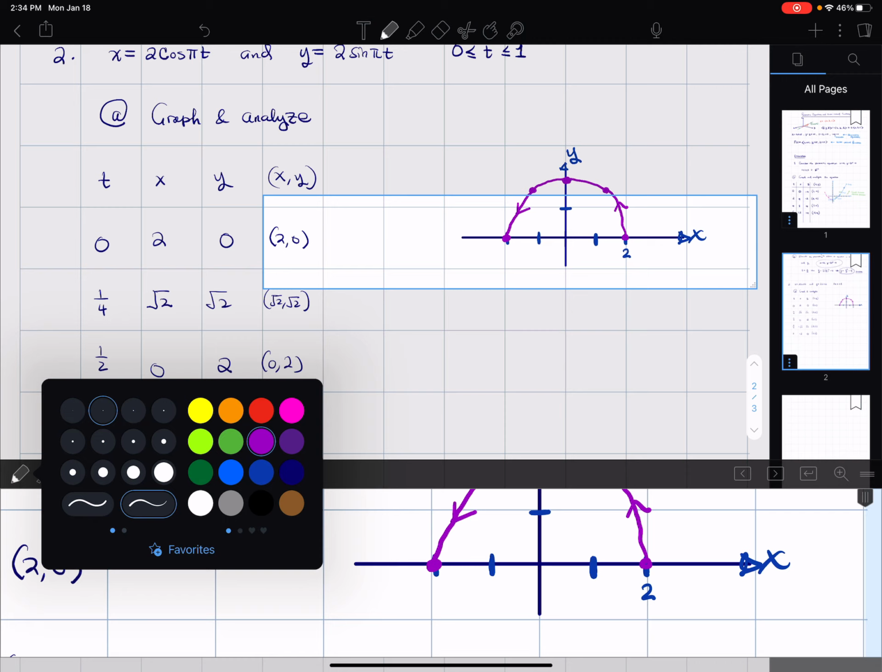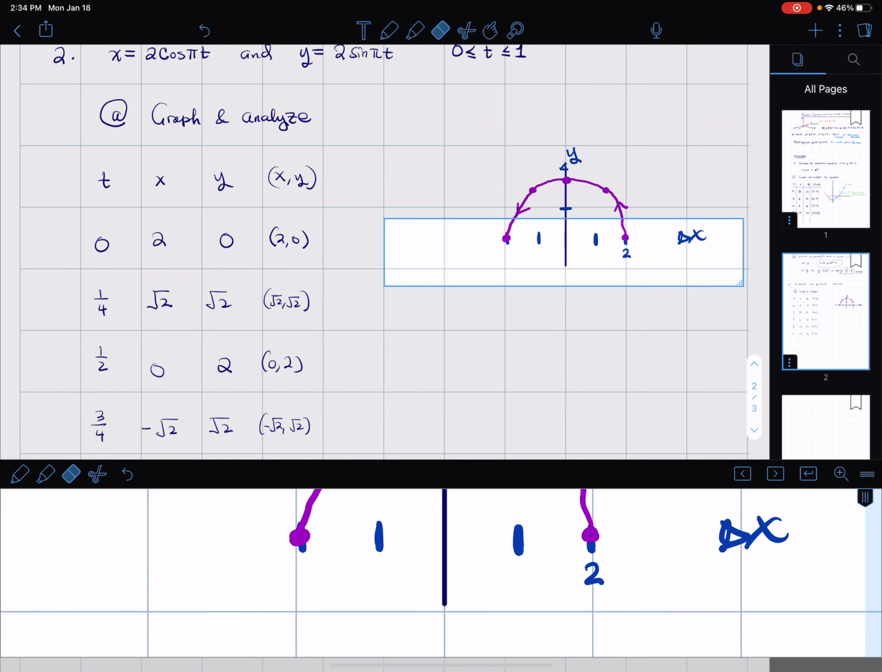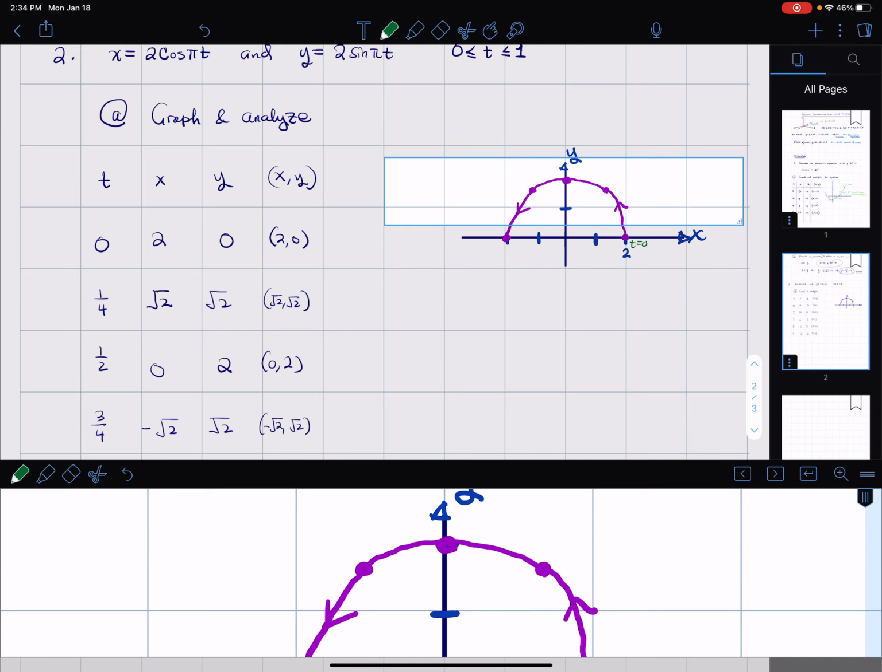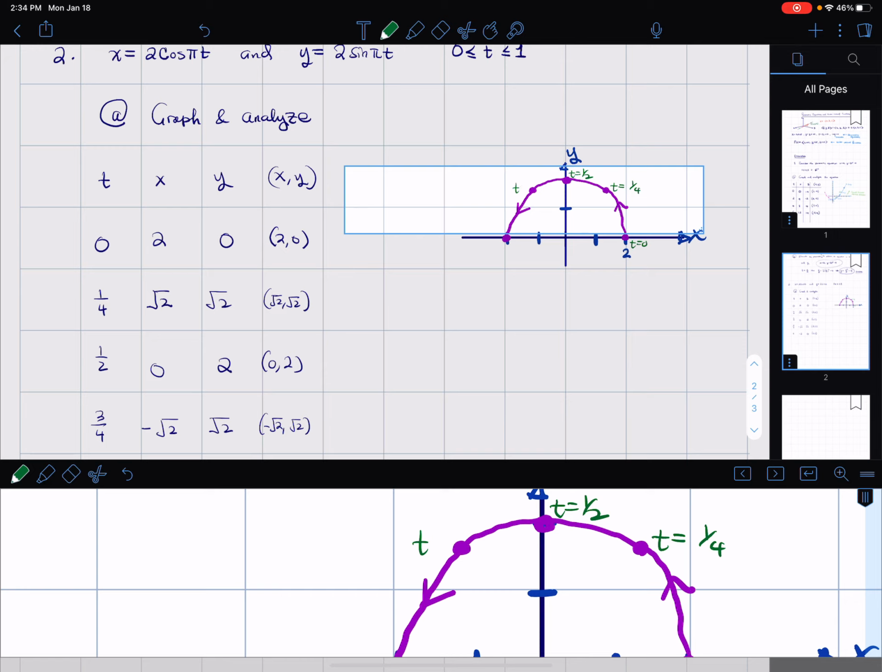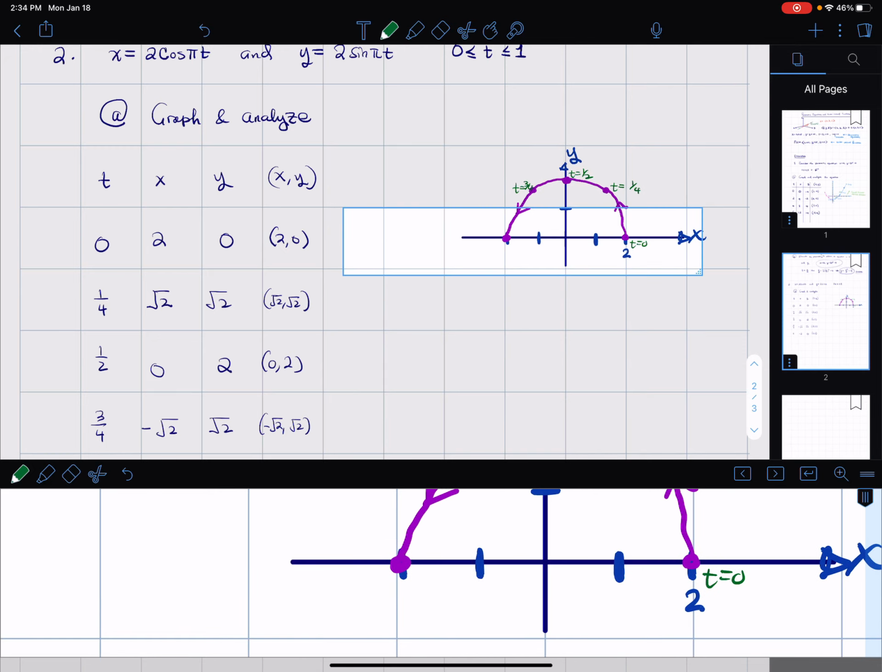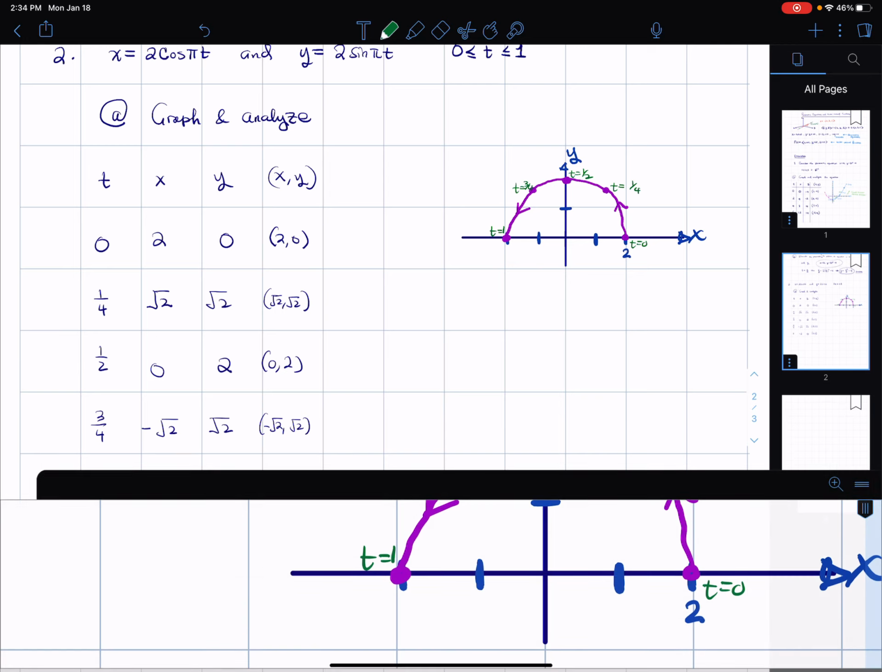And you can put further labels. This is when t is 0. T is 0 here. And t is 1/4. And t is 1/2, etc. T is 3/4. And t is 1. Okay. So that's our graph. It's a semicircle. All right.